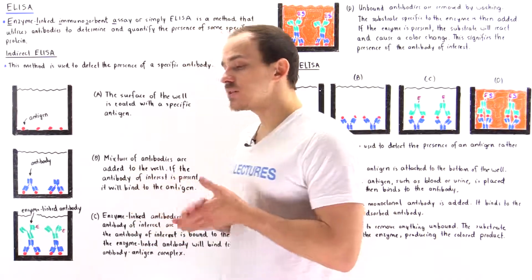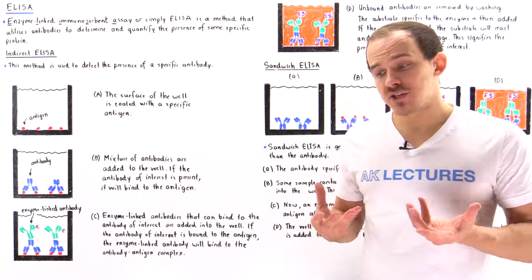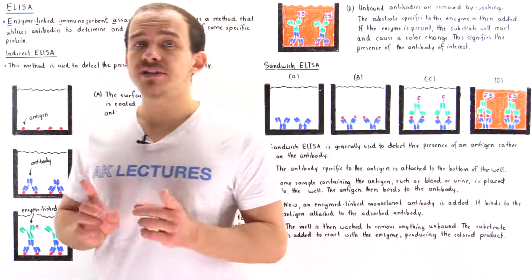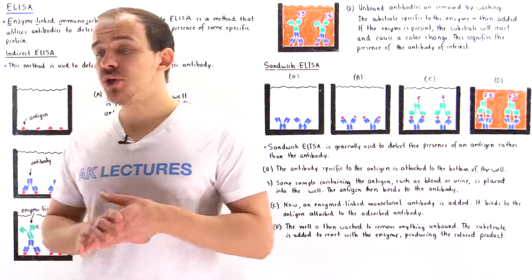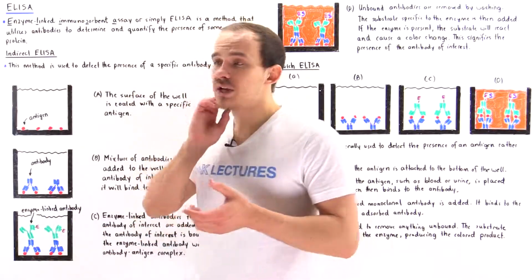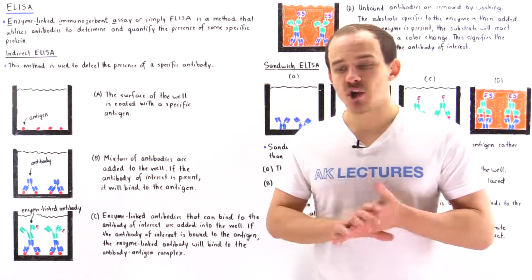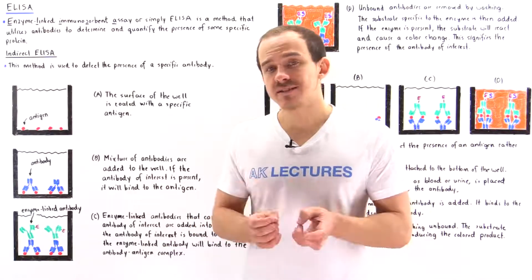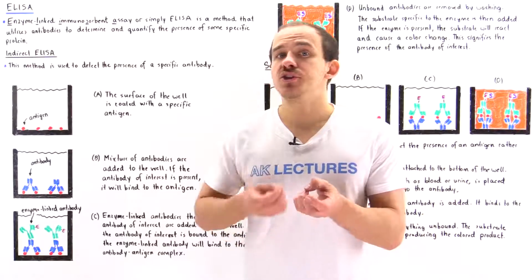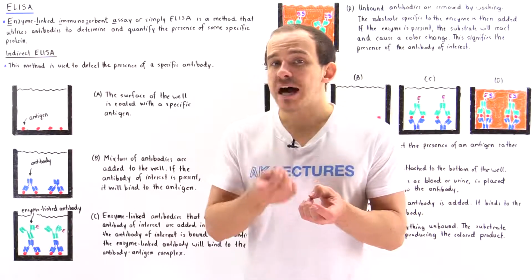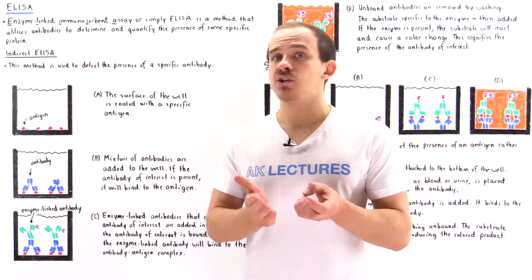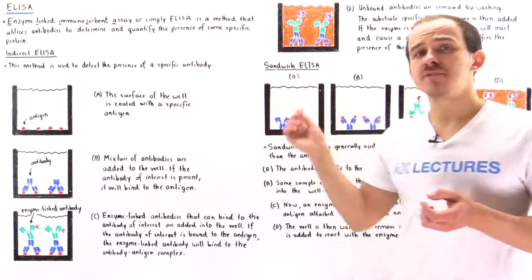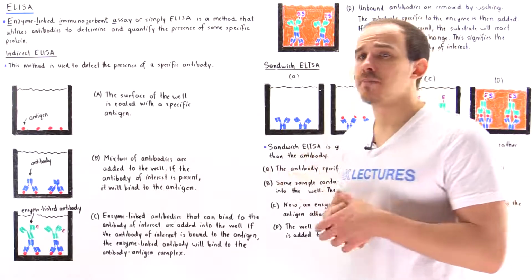So one important type of method that utilizes these monoclonal and polyclonal antibodies is ELISA. And ELISA is not only used in biochemistry, it is also used in medicine. ELISA stands for Enzyme-Linked Immunosorbent Assay. This is a method that utilizes these monoclonal or sometimes polyclonal antibodies to determine and quantify the presence of some type of protein in our sample.